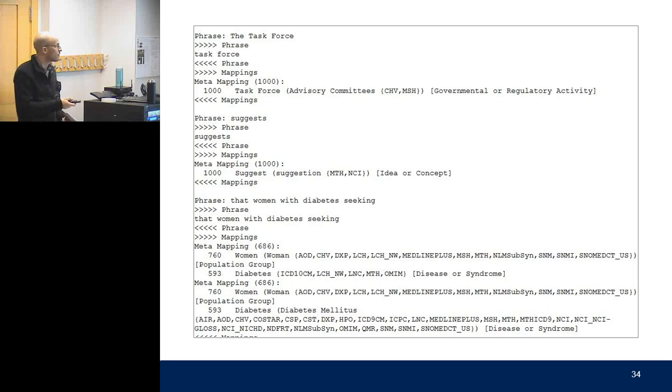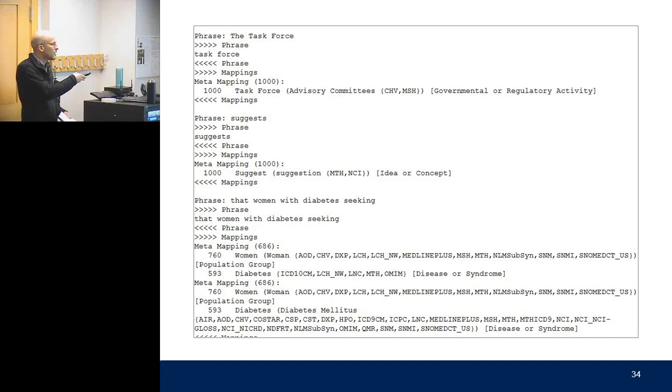UMLS concepts. So we see the phrase task force has been identified within the UMLS. We see in brackets the abbreviations for the ontologies where that term appears. And in parentheses, that's a mapping score, a strength score, basically how certain or how strong is this match from the free text to the vocabulary.